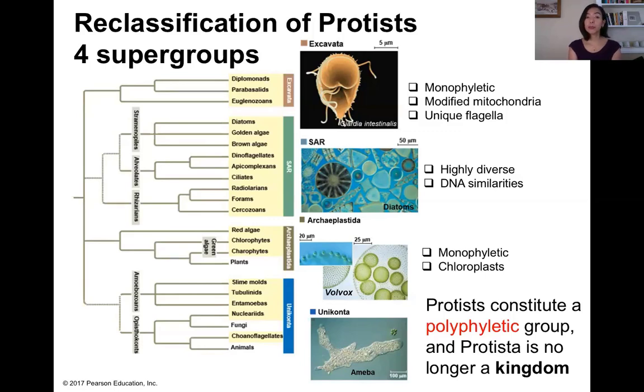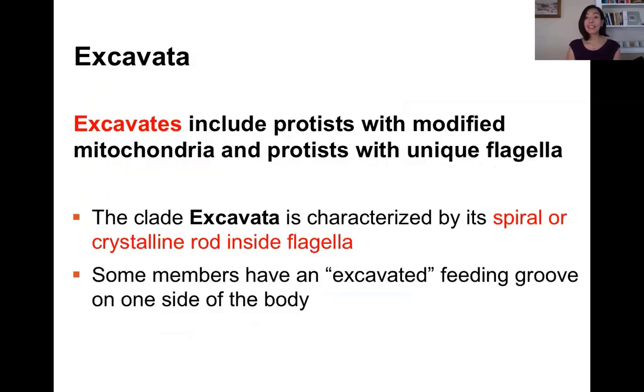And remember, we have 4 supergroups: Excavata, the SAR, Archaeplastida, and Unikonta. Excavates are protists that have a modified mitochondria, and they also have a very particular flagella. If you have to remember something from this group, it's that they have a spiral or crystalline rod inside the flagella. And most of them have a feeding groove, and that's where the name Excavata is coming from. They are excavated on one side of the body.